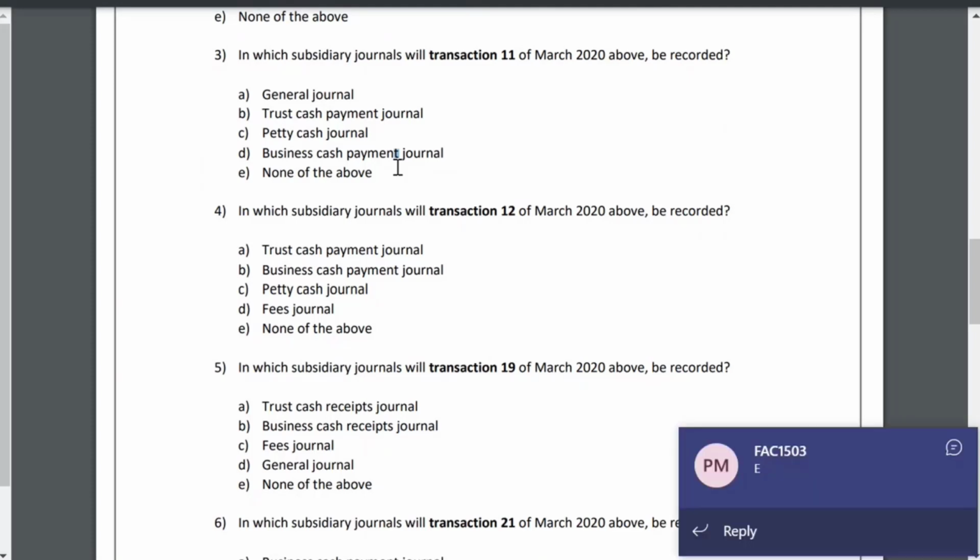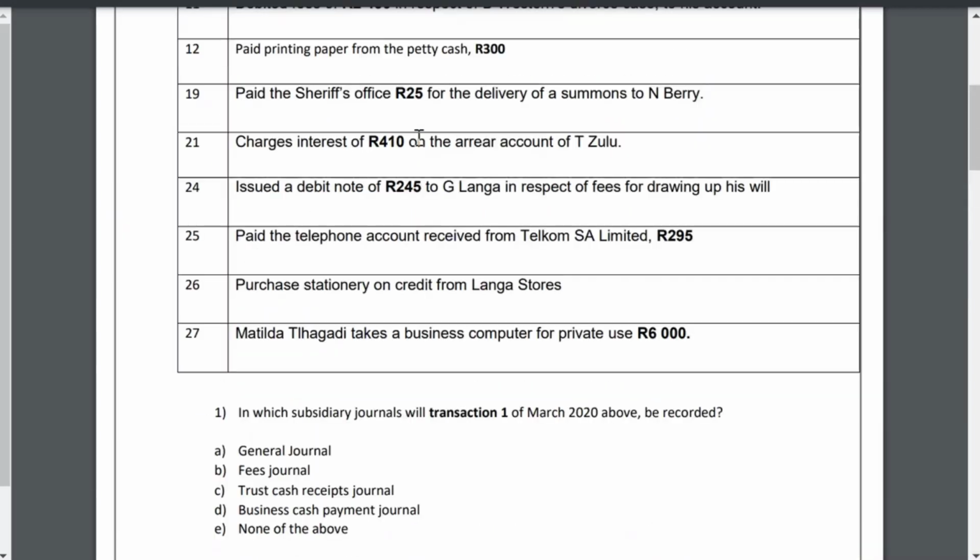So transaction number 11 is E, because the answer is Fees Journal. Well done, guys. It is E because the client was invoiced. So the answer is Fees Journal.